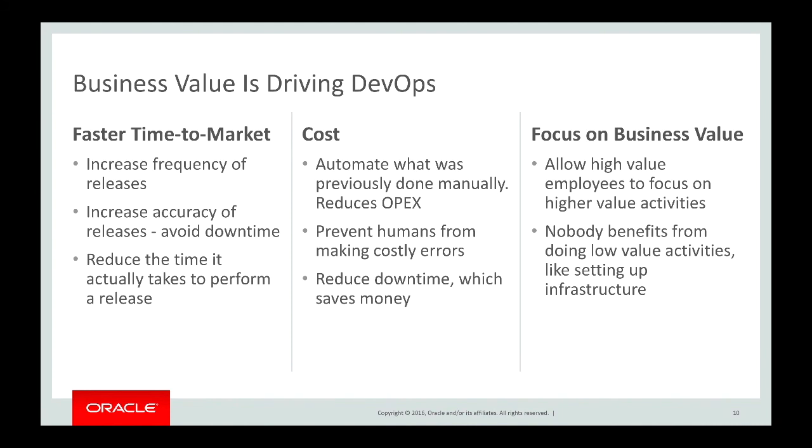for your application. Results with a good DevOps approach could be a faster time to market because you can increase the frequency and accuracy of releases. The automation processes will give much more time to the people. Cost. You will be able to reduce OPEX by automating processes. This will also prevent human errors and reduce downtime. And with a focus on business, because you will allow employees to focus on high value activities that will also improve employees' professional satisfaction.